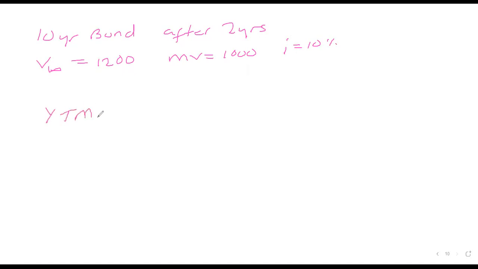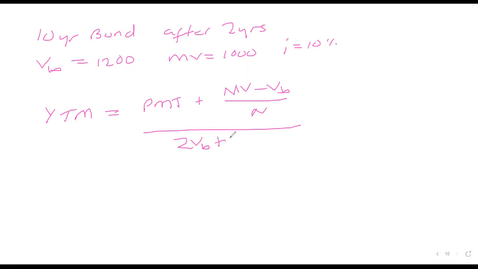Yield to maturity is simply given by the payment plus maturity value minus the value of the bond over n, everything over 2 times the value of the bond plus maturity value, divided by 3.